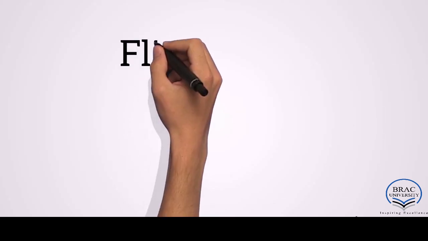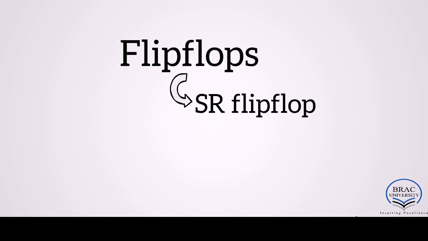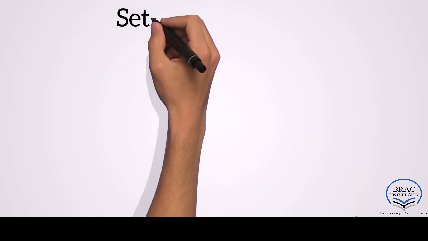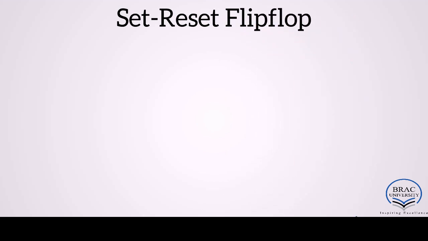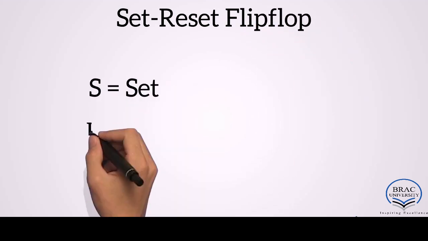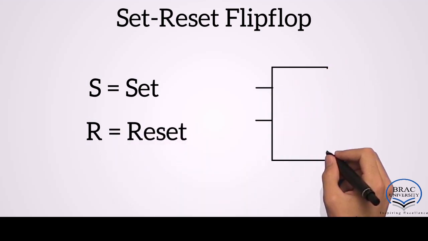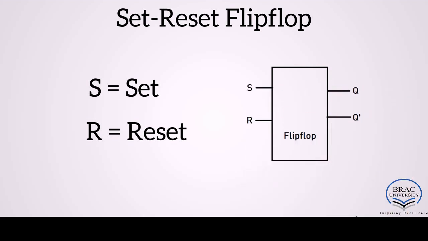In this video, we will see two types of flip-flop. The first one is SR flip-flop and the second one is JK flip-flop. SR flip-flop is also called set-reset flip-flop. In this flip-flop, we have two inputs, set and reset. For these two inputs, we get two outputs, Q and Q prime. These two outputs are the complement of one another.